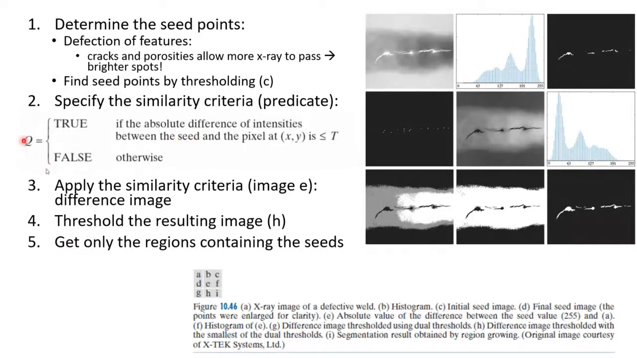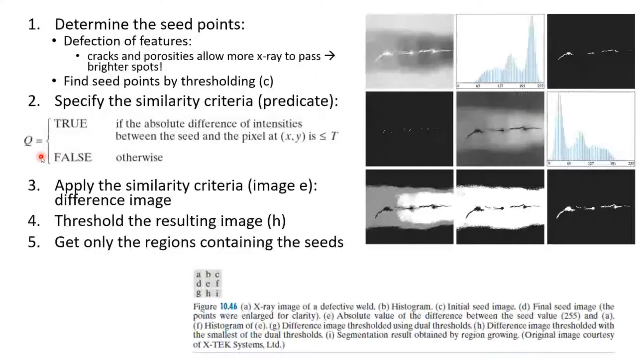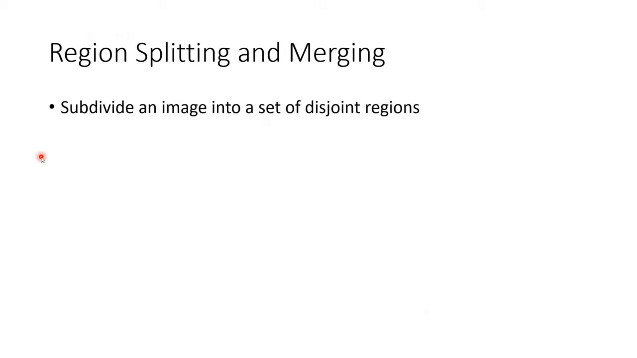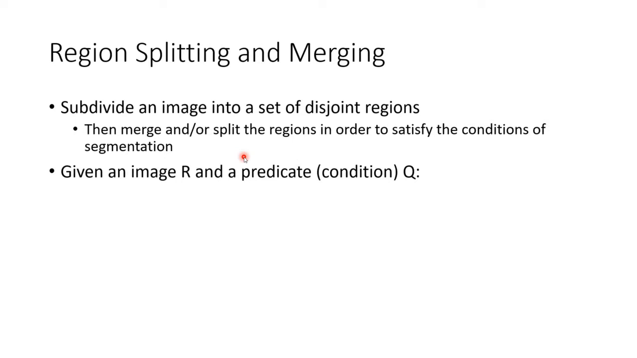So I still have the similarity criteria, this predicate, but instead of growing the region, I'm going to just subdivide the image and merge regions that are similar, closer regions that are similar, and split regions that are different. So again, in a nutshell, that's given an image R and a predicate condition Q.